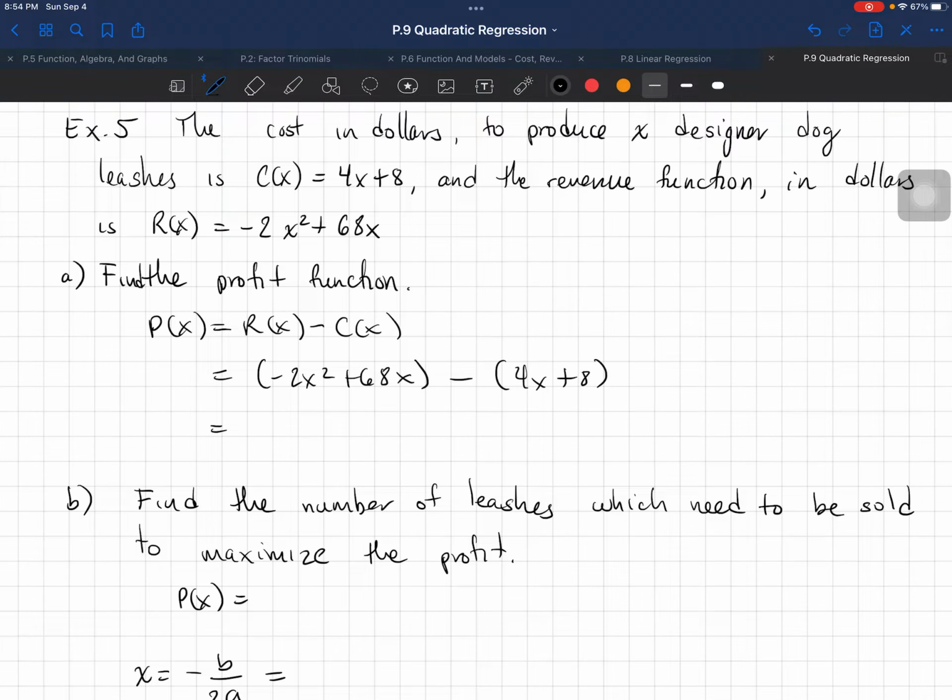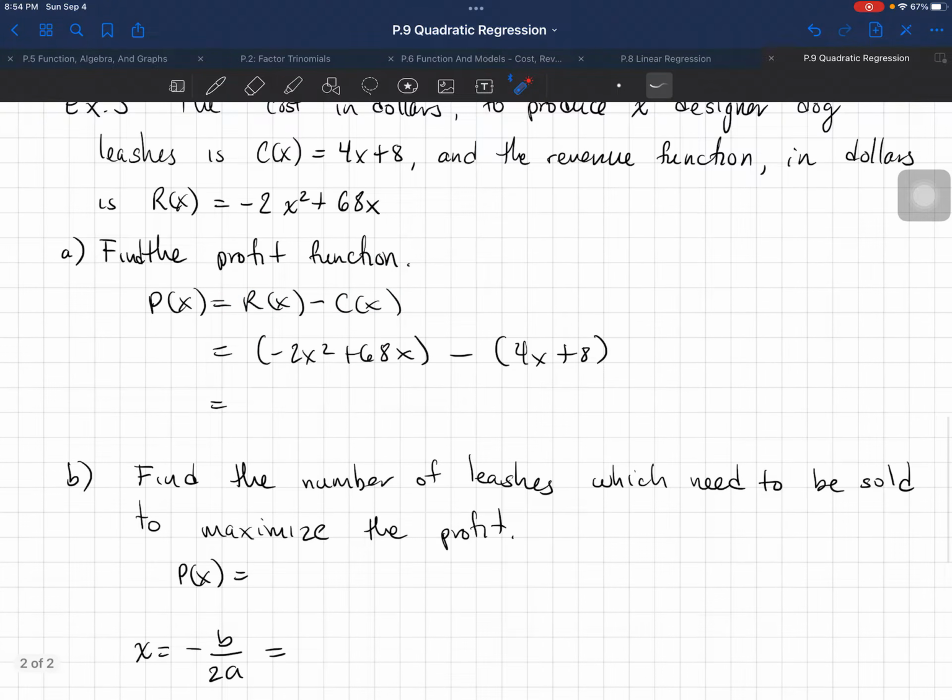So real quick here, we are given the cost and the revenue, and we have to remember that the profit function is R of x minus C of x, right? And we are going to be using this over and over throughout the entire semester, so please make sure you put these in your formulas that you need to memorize.